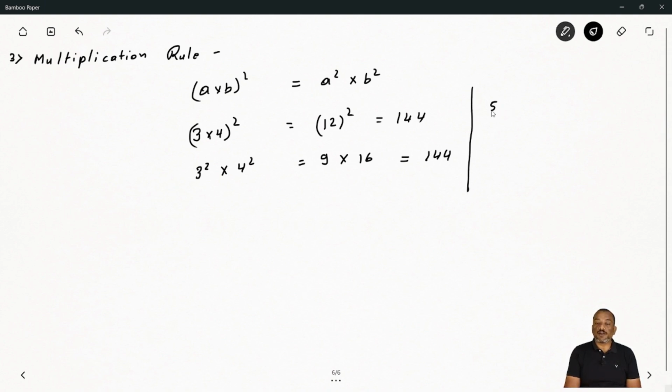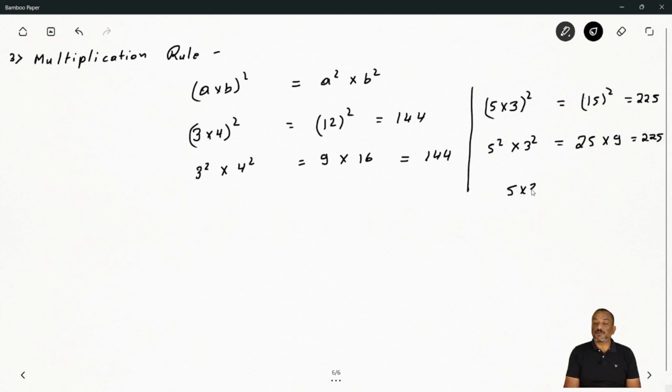One more example: suppose 5 times 3 and its square. 5 times 3 is 15, so 15 square is 225. Same way, 5 square times 3 square: 5 square is 25 and 3 square is 9, so you will get 225. So 5 times 3 whole square is equal to 5 square times 3 square. That is called the multiplication rule of squares.